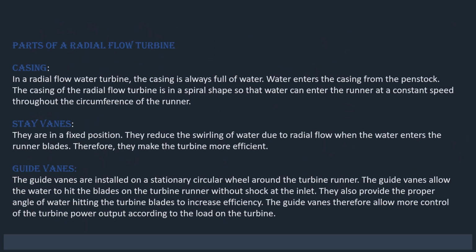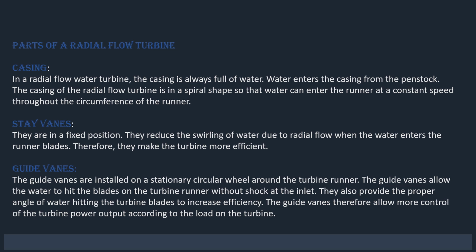Now we come to the parts of a radial flow turbine, and we have the casing. The casing is always full of water to ensure continuous flow. Water enters through a penstock, and a penstock is like a gate or a pipe that regulates water flow in a hydroelectric system. Water moves from the penstock into a spiral-shaped casing. This ensures that water enters the runner at constant speed.